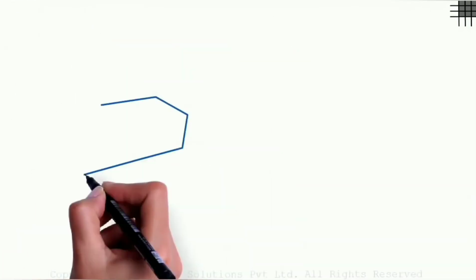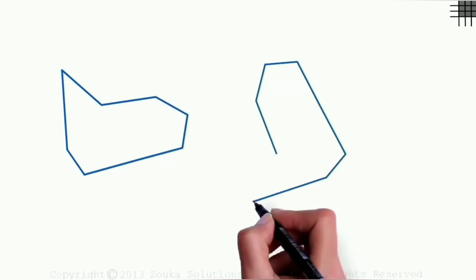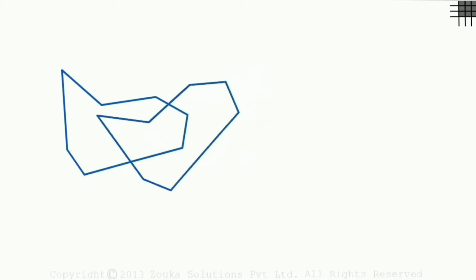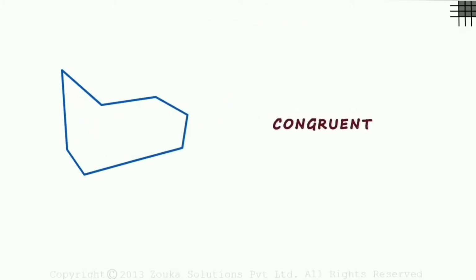Let's erase this and draw another polygon. And here's another one. Are these two figures congruent? At first, they don't look congruent. But that's the trick. This polygon, when placed on this one, overlaps exactly. So they are congruent too. Doesn't matter how they are placed. That's congruency. But let's understand a bit more about congruency.